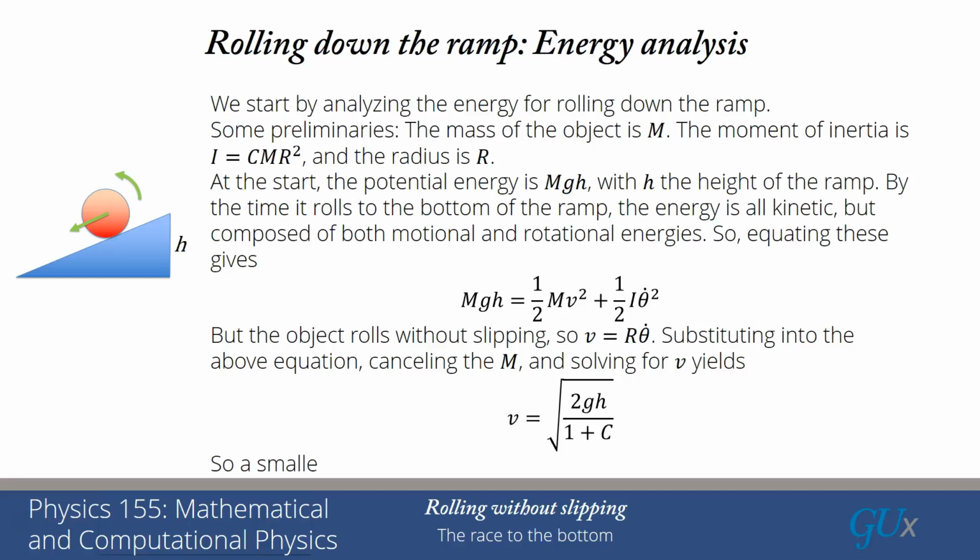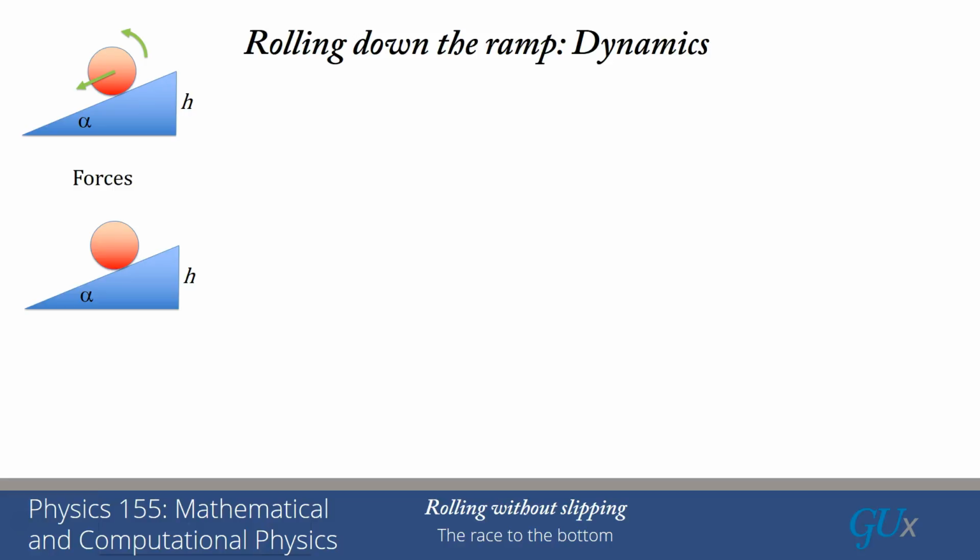Okay, let's do a little bit more of an analysis. I just want to recap here that the smaller c gives the larger v, which is going to win the race. So now we're going to go on to a more in-depth analysis looking at equations of motion rather than just energy, and we're going to look directly at the dynamics of the system.